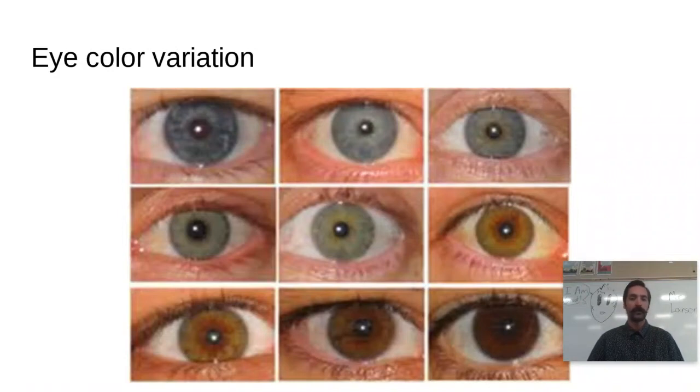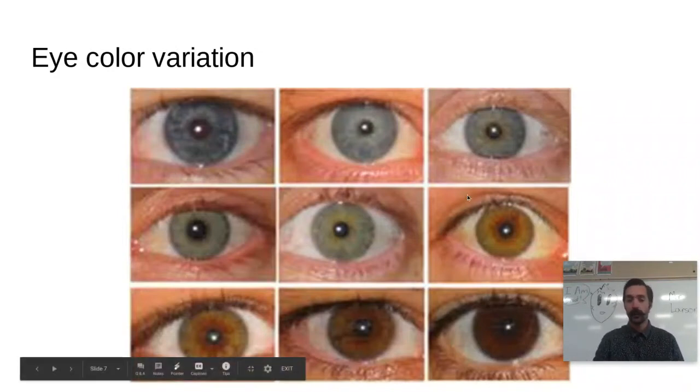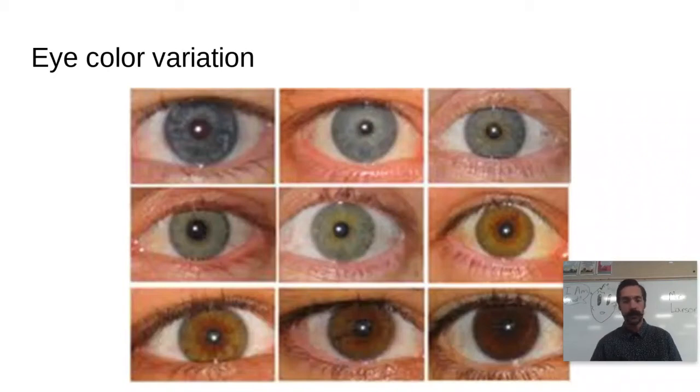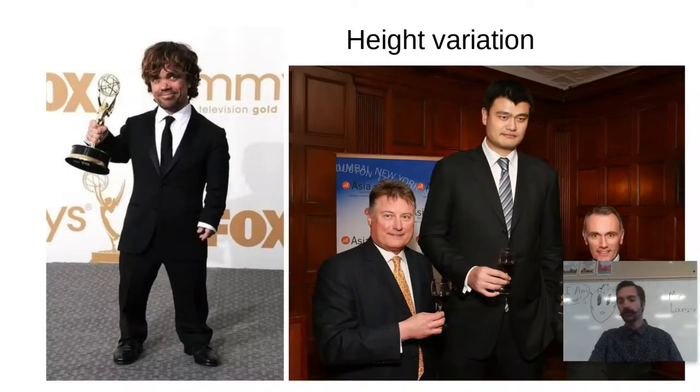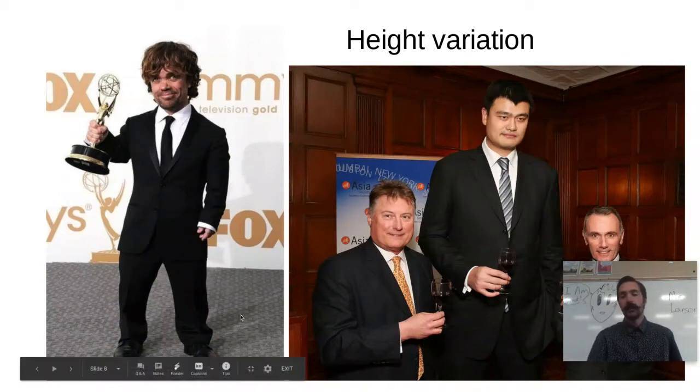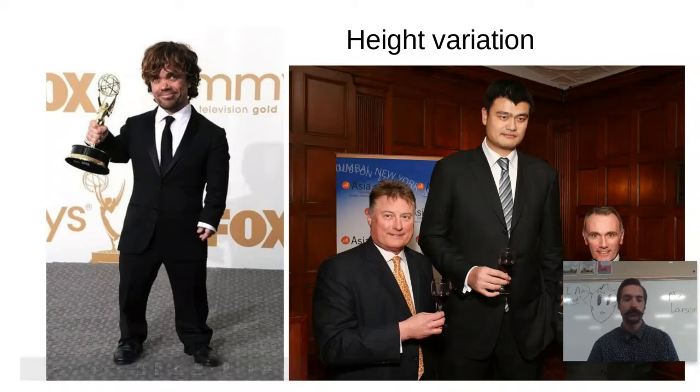And then you also have different eye color variations. You may have a different color or very similar color to these. You can vary from blue to green to brown to hazel. Every single person has a different variation of eye color. There's also height variation. Here you have Yao Ming, who's over 7 foot. Here's Peter Dinklage, the actor from Game of Thrones, who I believe is under 5 feet, closer to 4. So here is another example of that height variation.